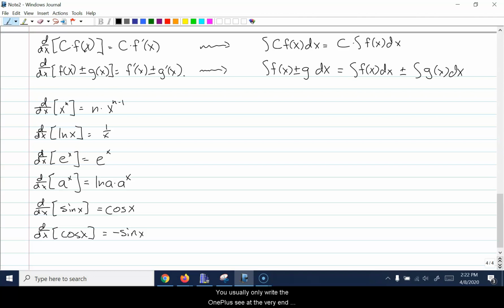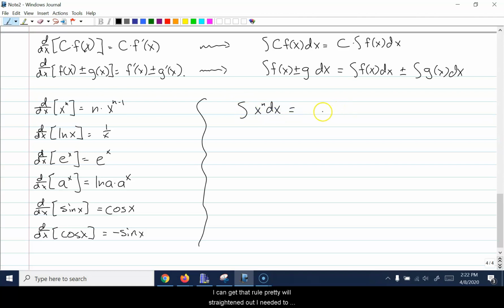You usually only write the 1 plus c at the very end of the problem. And then we got the power rule. The derivative of x to the n was n x to the n minus 1. I think about what I did for x squared. The integral of x squared was x cubed, but you got to divide by 3.